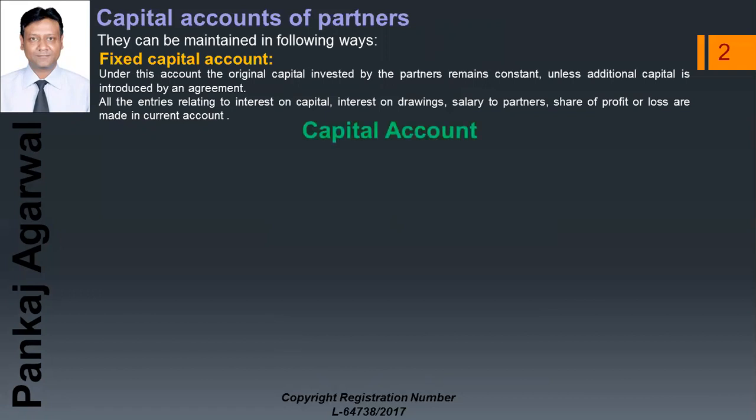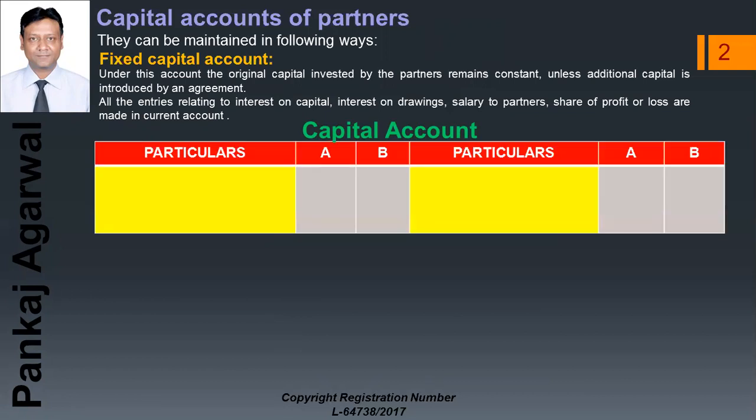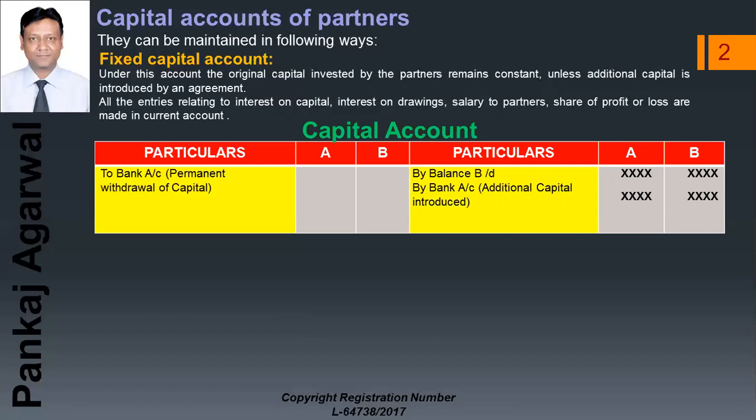So we will prepare two accounts, namely capital account and current account. In capital account, the format will be same. And first of all, opening balances will be given on credit side as by balance BD. Now, if any capital is introduced by the partners, it will be written as by bank, additional capital introduced. If the partners withdrew the capitals, then it is said to be a permanent withdrawal. It will be shown on the debit side of the partner's capital account and written as to bank account.